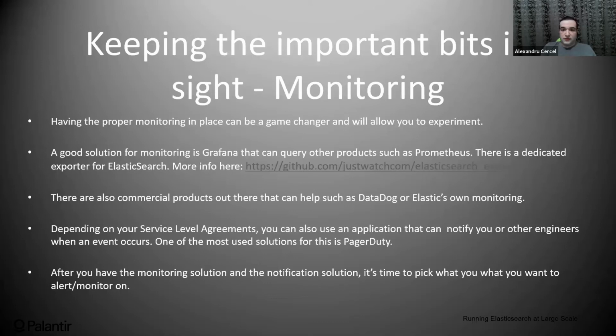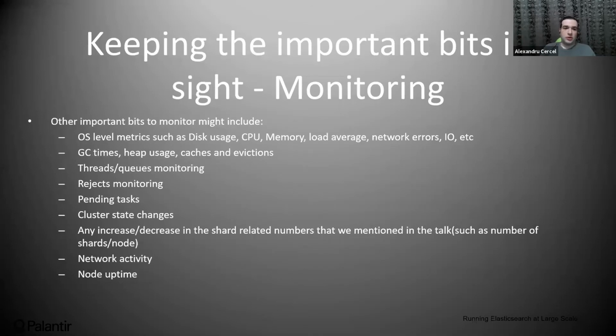The monitoring is really important. There are different tools out there that you can use. Prometheus and Grafana are the most common open source ones, and Elastic's own monitoring, which is the commercial one. You can start using PagerDuty, for instance, to let you know when something is going wrong on the box, and you can start picking what you want to alert on.